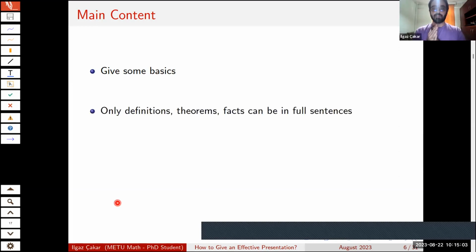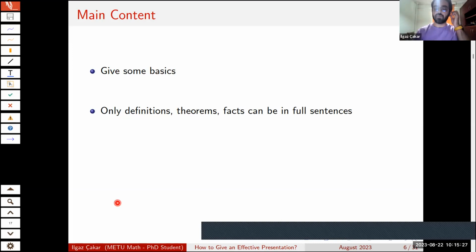Also, the very important thing is that you should avoid using full sentences in your slides. I understand that some definitions or theorems might require you to use full sentences, but in that case, try to shorten your sentences as much as possible, without disturbing the meaning, without changing the meaning.